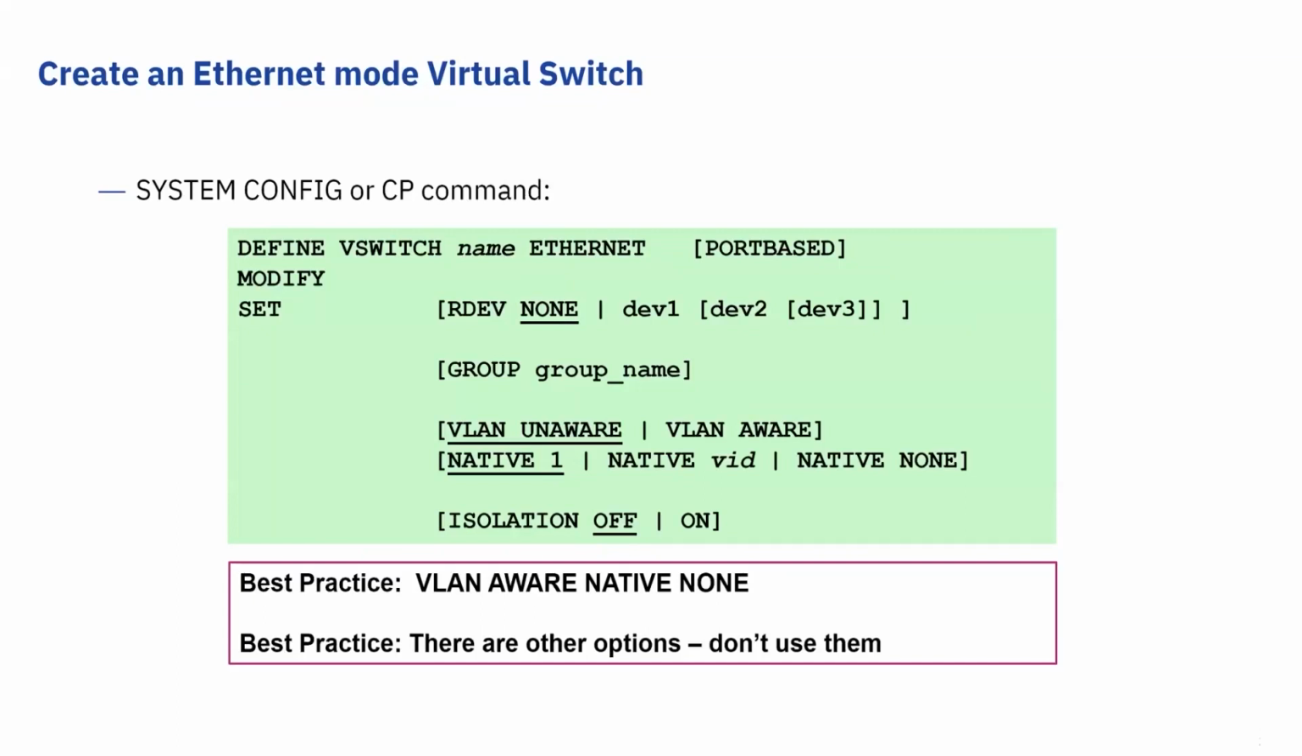Default is unaware. The default is also native 1, not native none. I don't like that default because it can unintentionally open up the physical switch to damage. So best practice, VLAN-aware, native none. If you're going to plug those OSAs into a trunk port, you should code VLAN-aware, native none. That means there are no default VLAN IDs. You have to assign them at the virtual NIC level.